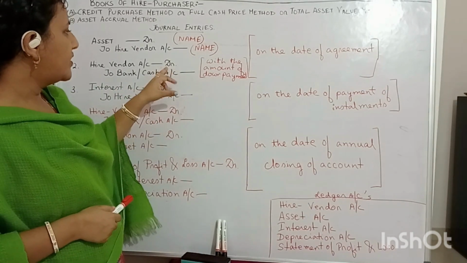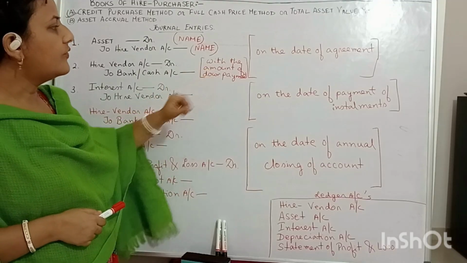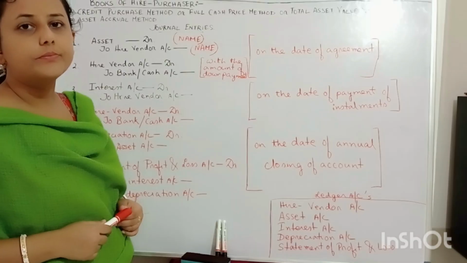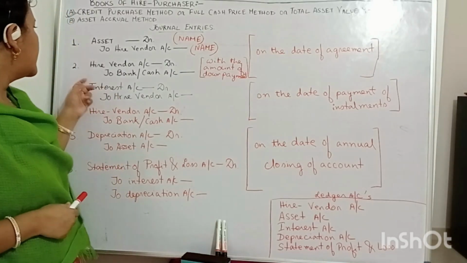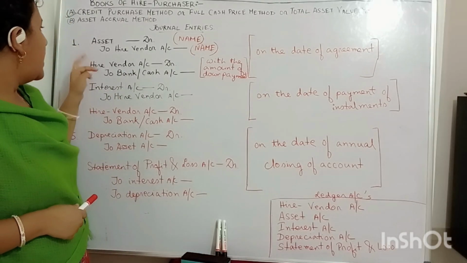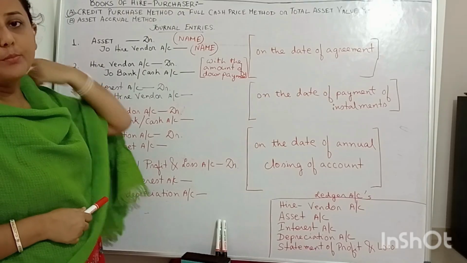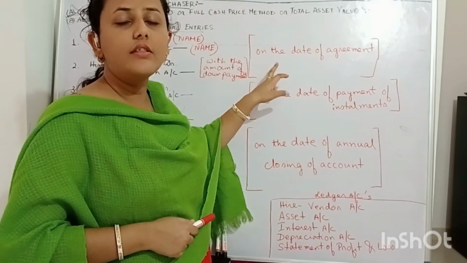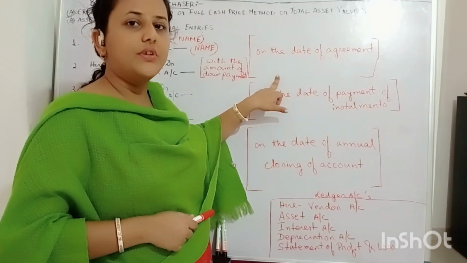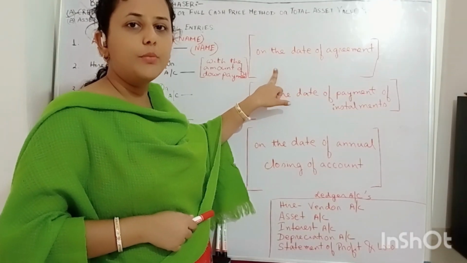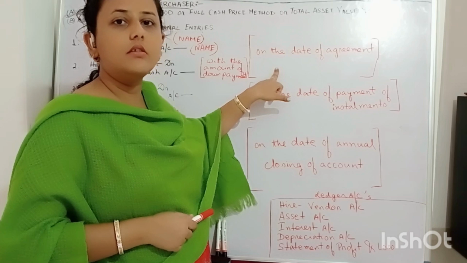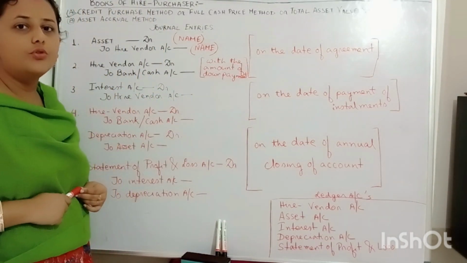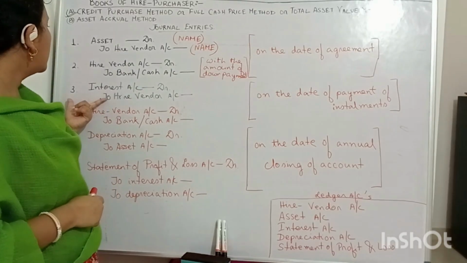It should be debited and credited with the amount of down payment. So that is said in journal entry number 2. And these two journal entries are passed when? On the date of agreement, when the asset is purchased. On signing the agreement, there is a purchase of asset, and these two entries are passed. Clear to you?